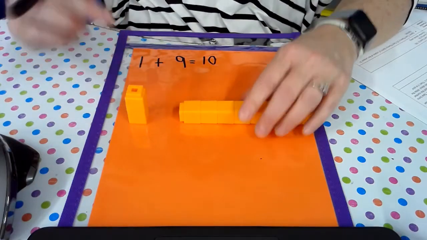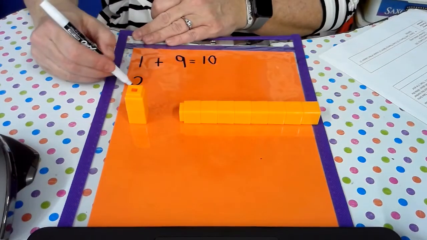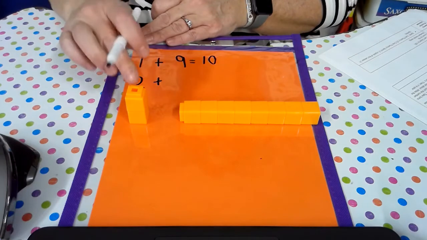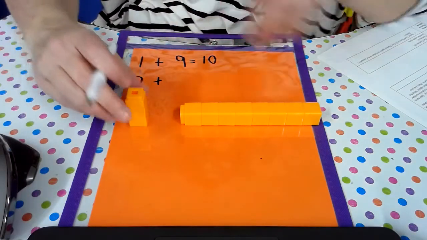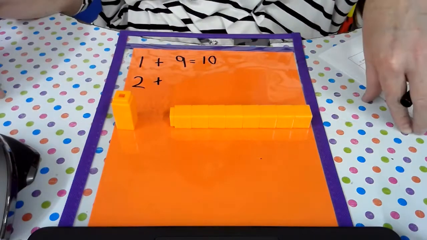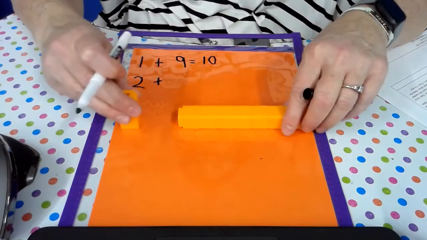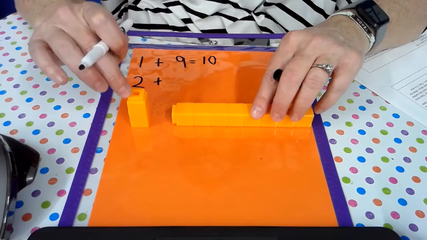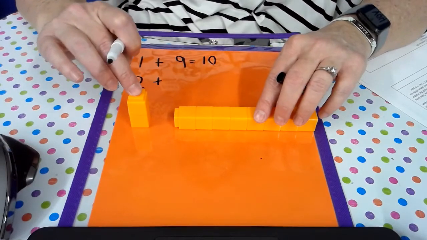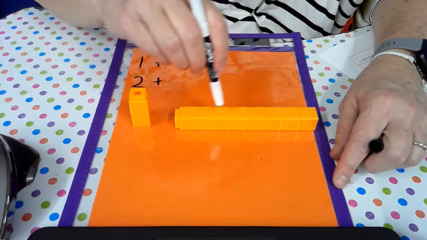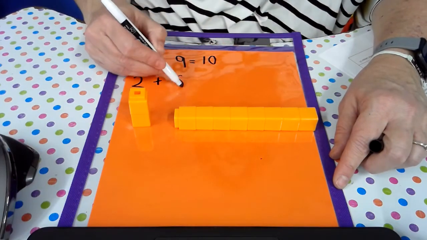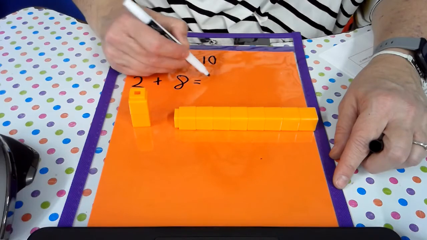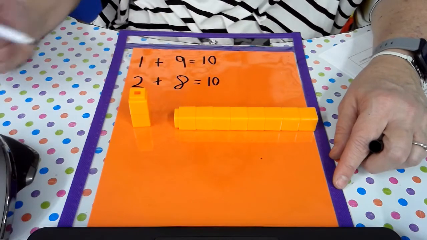Okay? All right. Now I'm going to move 1 more over. And I have 2 now. And what's 2's partner to get to 10? We call it its hidden partner because we still have 10. I didn't take any off. I didn't add any more. I just moved it from one side to the other. So we have 2, and then 1, 2, 3, 4, 5, 6, 7, 8. So 2 and 8 are hidden partners for the number 10.